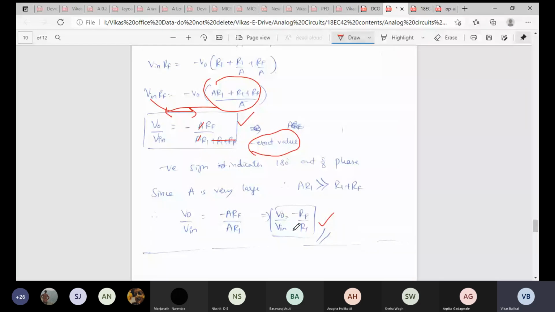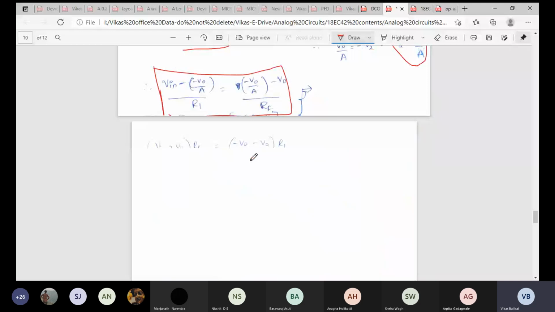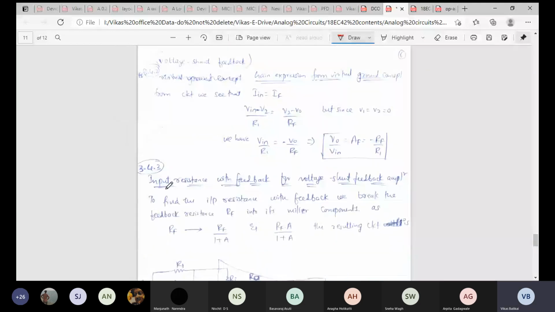So this is all about the closed loop gain for the inverting amplifier with feedback, or voltage shunt feedback amplifier. Now let's move ahead and try to obtain the concept of input resistance, how exactly the input resistance with feedback for the voltage shunt feedback amplifier looks, or basically Rin for inverting amplifier. Before that, the same concept of virtual ground, the virtual ground concept in the ideal mechanism.